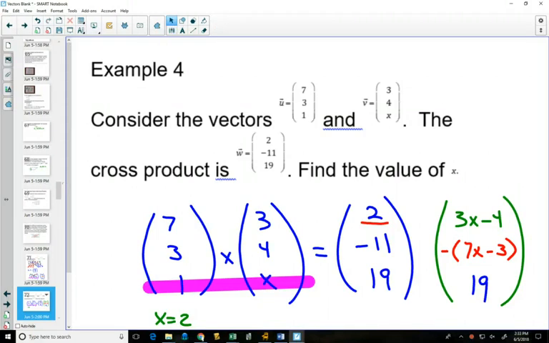So if we use the first one, 3x minus 4 has to equal 2, well, then we get x equals 2. Now we should check to make sure that that value holds. 14 minus 3 is 11 times the negative, negative 11. Yes, it works.